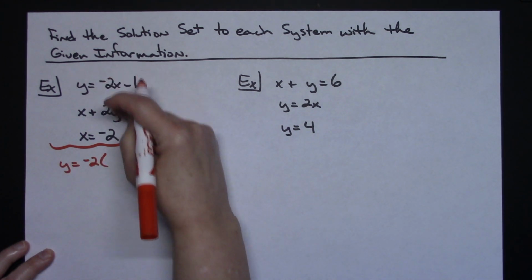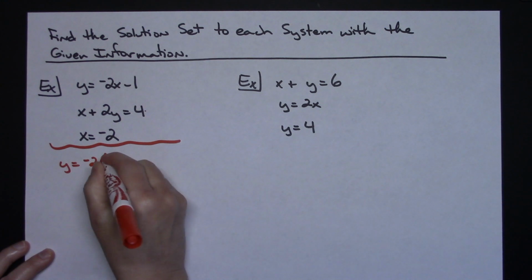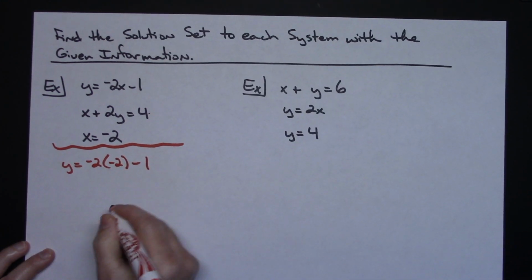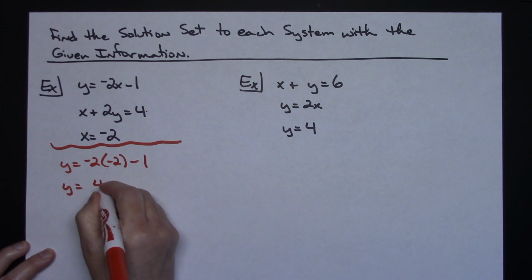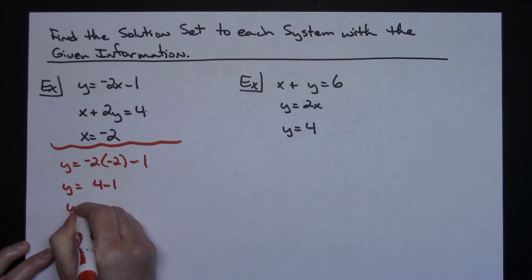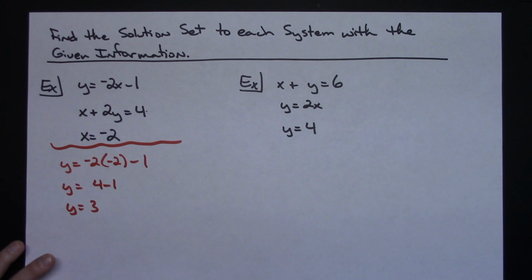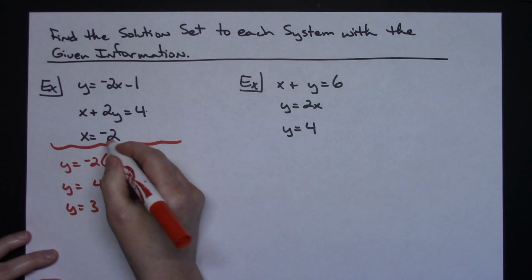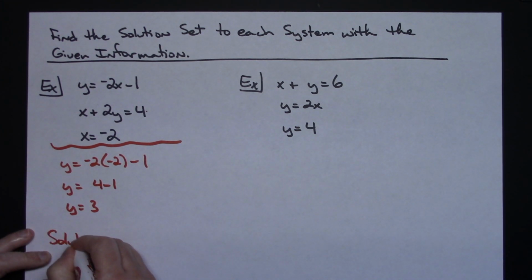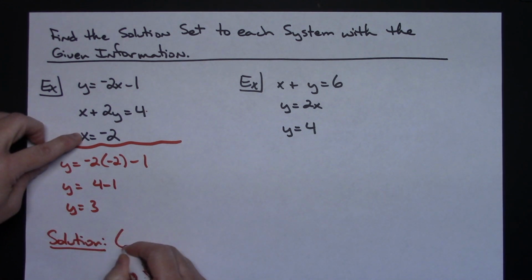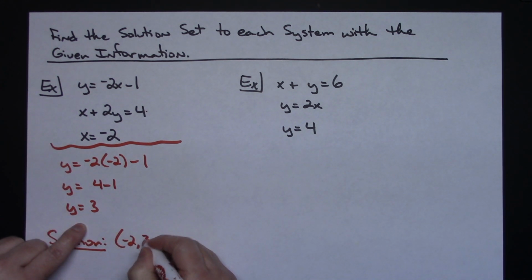I'm going to replace x with this -2 and then -1. Alright, continuing to work there. That's going to be a +4 minus 1, which is going to give me y equals 3. So then my solution to this system is going to be -2, 3. Alright, so let's write down here solution. It must be written as an ordered pair. The x value is -2, the y value is 3.